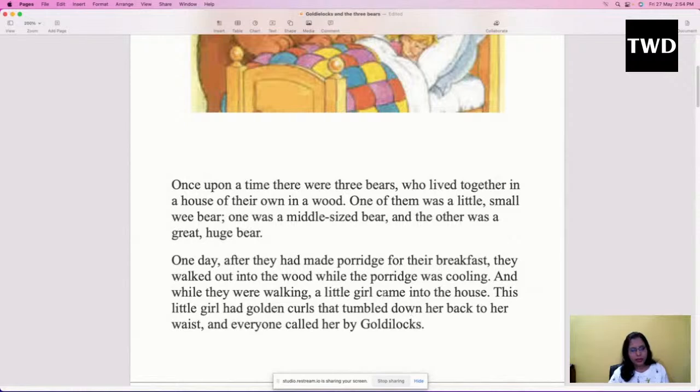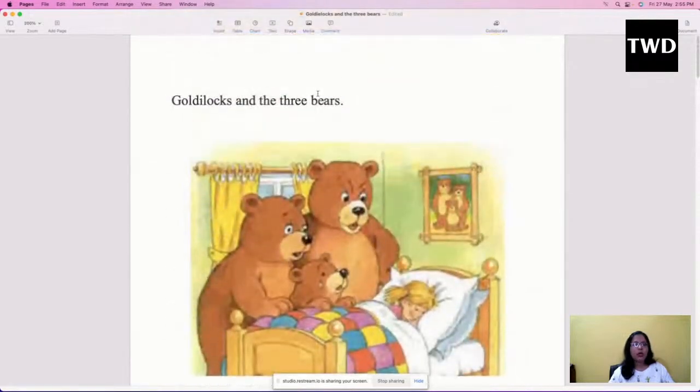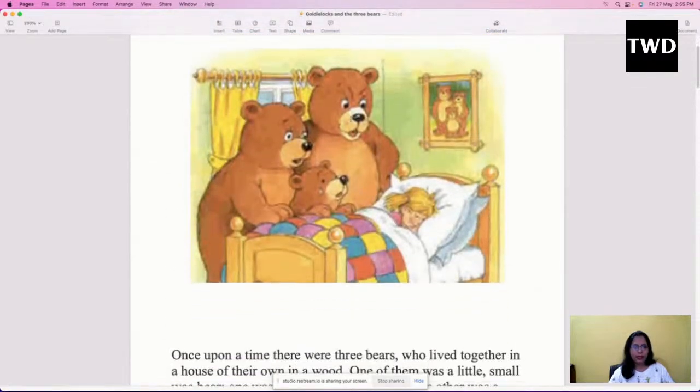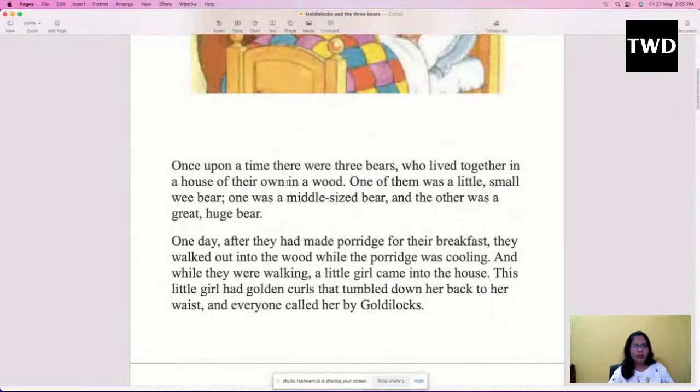Let me read it once again for you. Here I will keep on instructing you on the pronunciation and the meaning of the words. Okay, so today's story is Goldilocks and the Three Bears. Once upon a time, there were three bears who lived together in a house of their own in a wood.